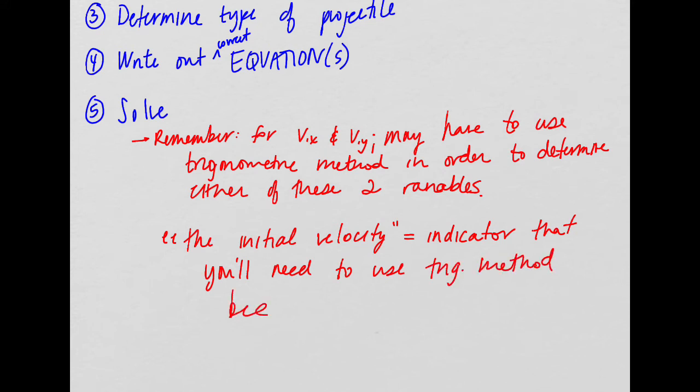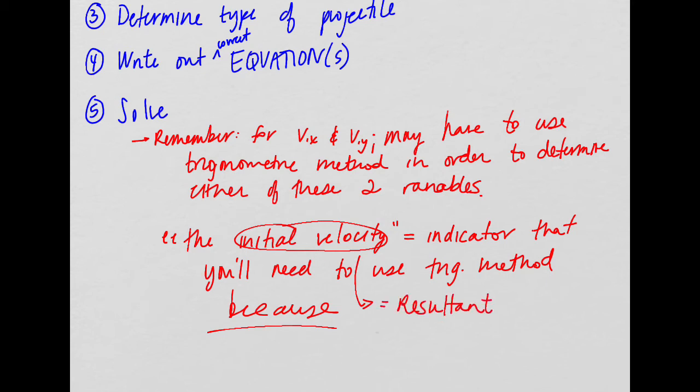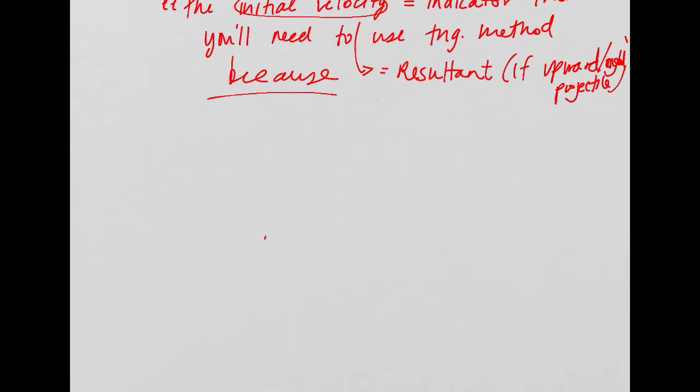because the initial velocity is a resultant if it's an angled or upward projectile. Because if I throw an object up like this at a certain angle, if I'm standing here and I throw the object, and I just say its initial velocity is 72 meters per second at 35 degrees north of east.